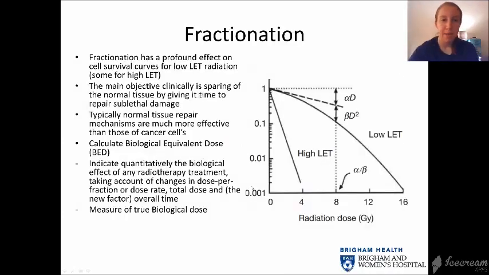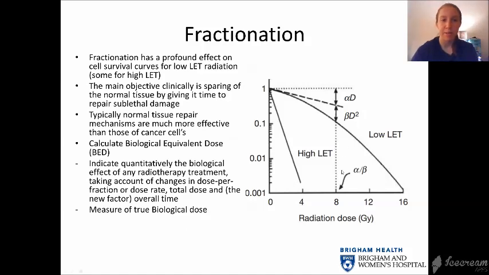Fractionation has a profound effect on cell survival curves for low LET radiation, and somewhat for high LET. You can see that the low LET here has more of the shape that we're typically used to. The high LET just seems to have a downward slope, a very linear slope. The main objective clinically is sparing of normal tissue by giving it time to repair sublethal damage, and typically normal tissue repair mechanisms are much more effective than those of cancer cells.